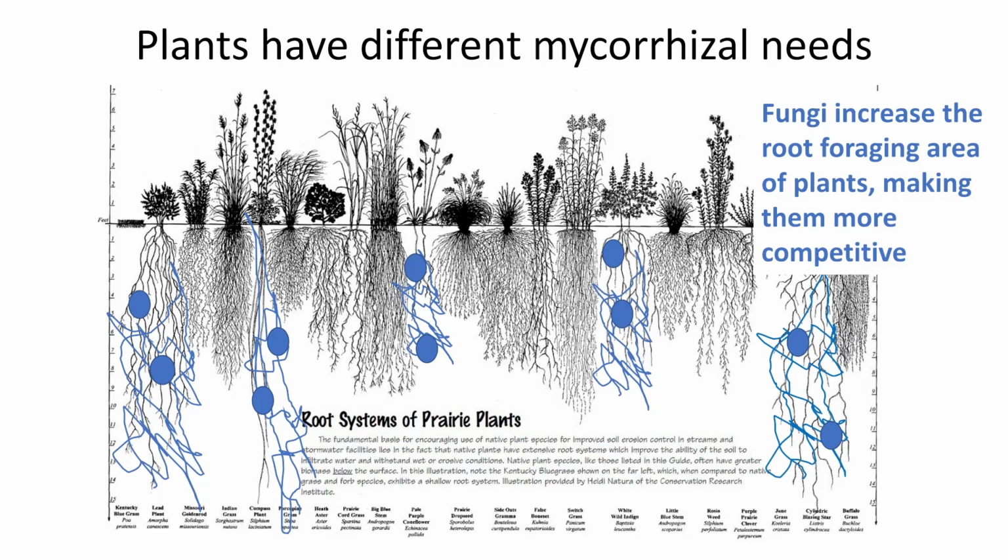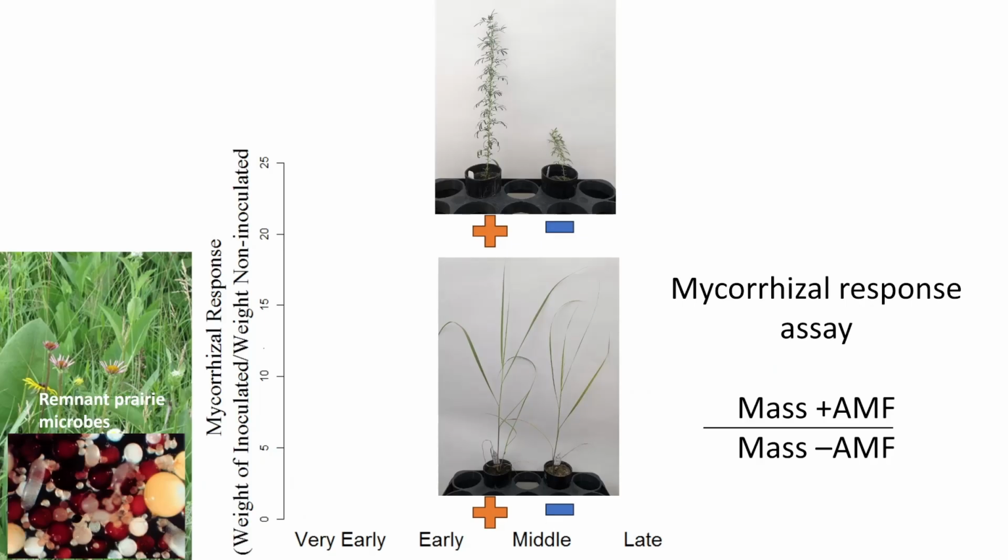But a lot of the work I do in the greenhouse is looking at how different plants respond to the fungi. Essentially, we take fungi from the prairie and grow plants with, as indicated by the plus, and without that fungi, and look at the growth response in just a weight ratio. So if dahlia up here is growing 10 times larger with fungi than without, it would have a mycorrhizal response of 10. If panicum here is growing about the same with and without fungi, it would have a mycorrhizal response of about 1.